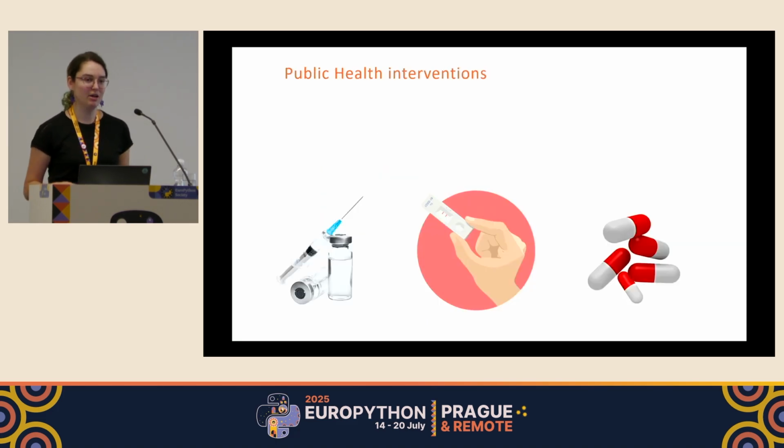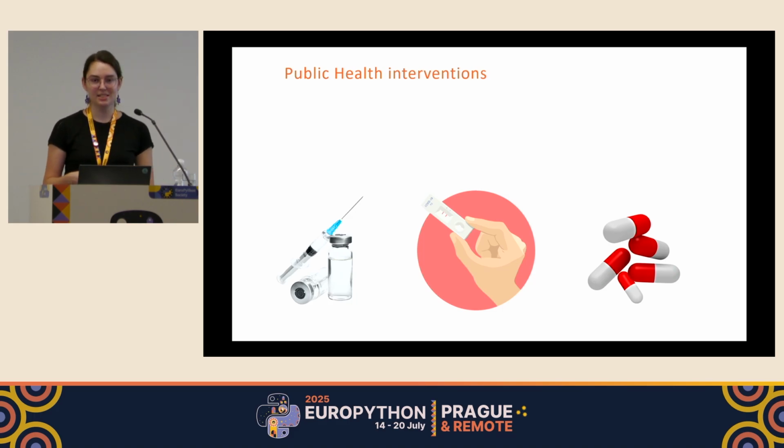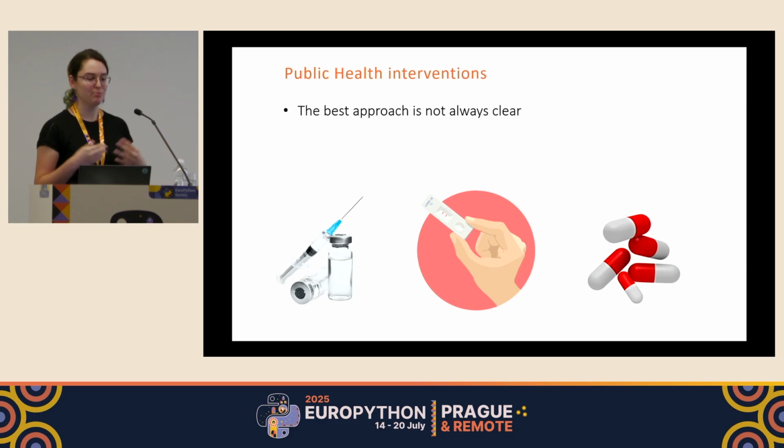So there are many public health interventions available to us in order to stop epidemics and pandemics. This includes vaccines, testing, and treatment. However, the best approach as to how to stop an infectious disease from spreading is not always clear, because there are many complex factors at play, and it's also very context dependent. So something that works in India may not work in Cambodia or in the UK.